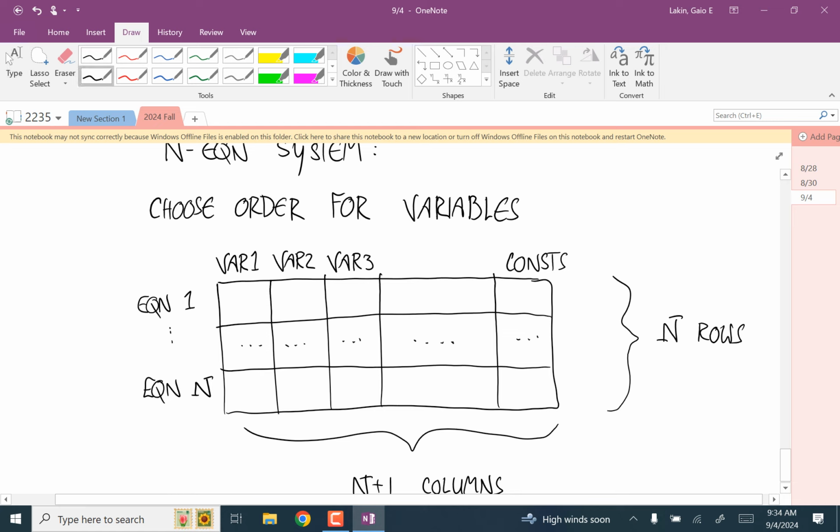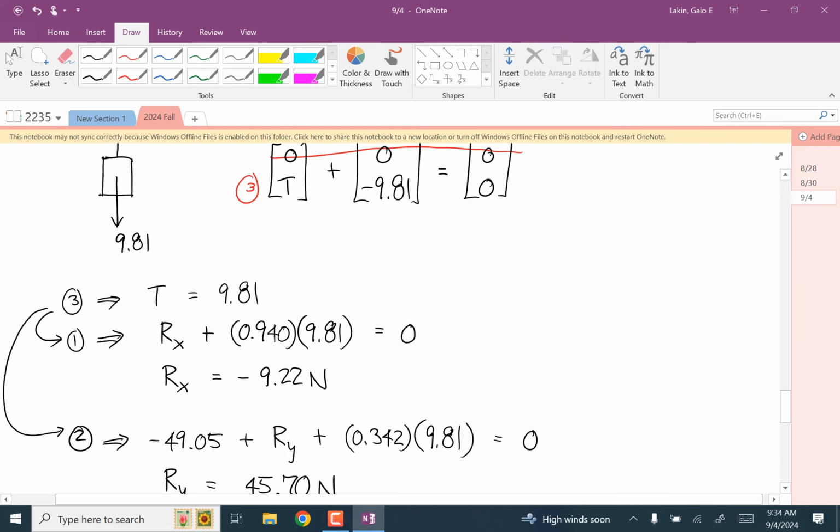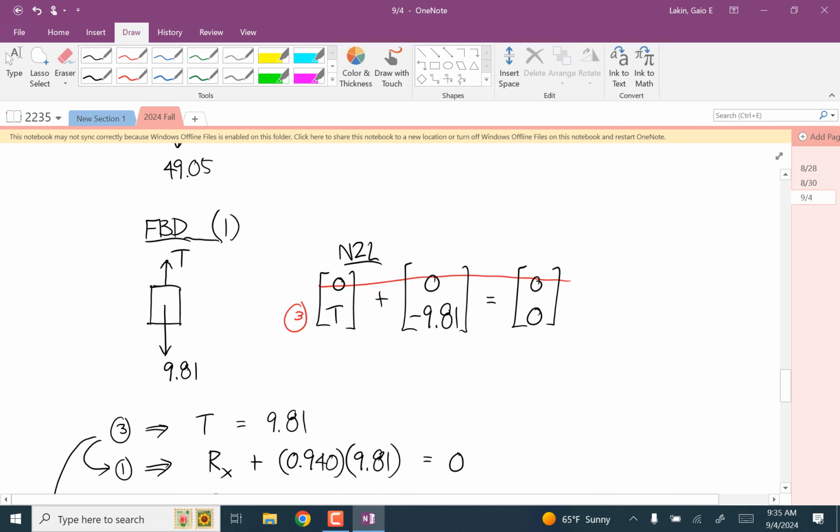The values in here are the coefficients of these different variables. I'll show you what that looks like. For example, for equation 2 here, your coefficient for your variable ry would be 1. Your coefficient for your variable t would be 0.342. Since you have to get your constants on the other side, your constant would be filled out with positive 49.05. I'll do examples.